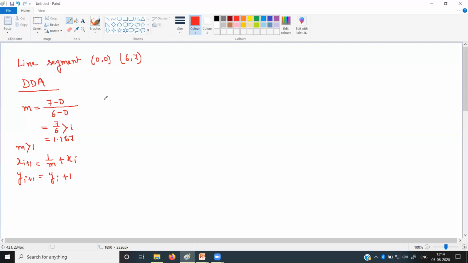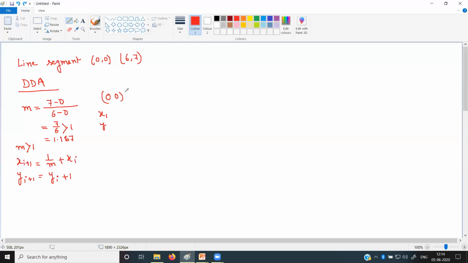So let me draw a chart like that. Initially, the first point is, as you know, 0, 0. Okay, so this is our first point. Now, what will be our second point? As you know, y will be incremented by 1. So I need to compute x1 and y1. This is x0, y0.